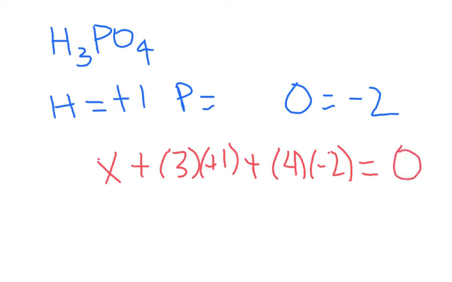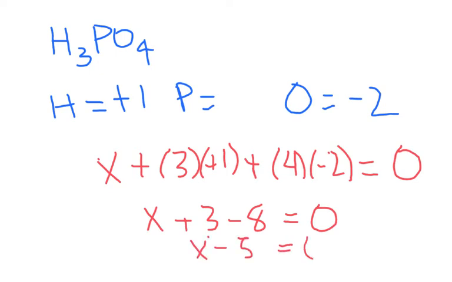So I'm going to solve for X. X plus 3 minus 8 equals 0. So on the left-hand side we have X minus 5 is equal to 0. So X is going to equal +5. So the oxidation number of phosphorus is +5.